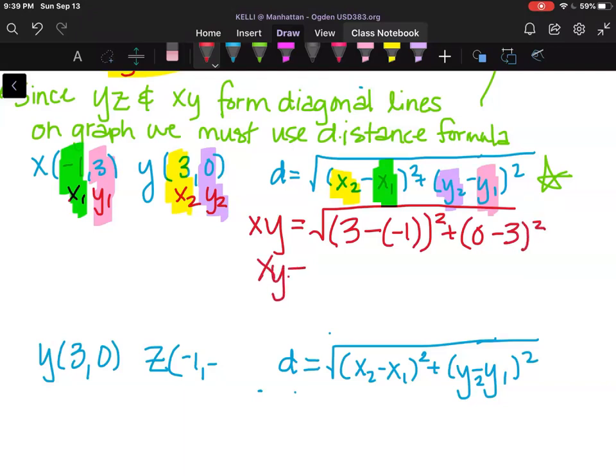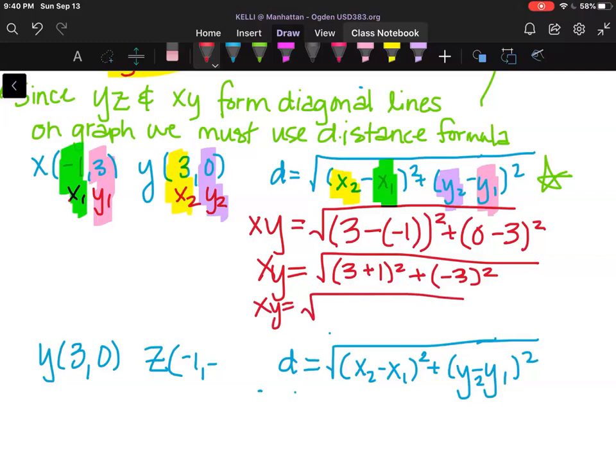Alright, so now it's just a matter of a bunch of order of operations, which people mess up with all the time. So the biggest thing I can tell you is rewrite every single symbol every single time. So I got the square root symbol. We'll do 3 minus a -1, so +1 squared. Plus 0 minus 3, well I can go ahead and do that. That's -3 in there, squared. Okay, so now I've got 4 squared plus -3 squared.